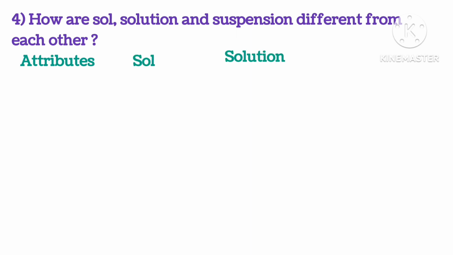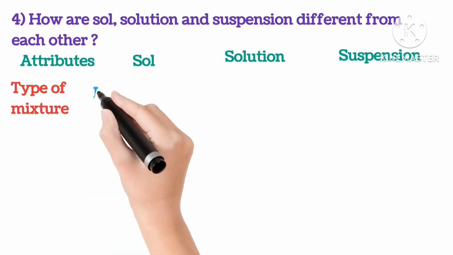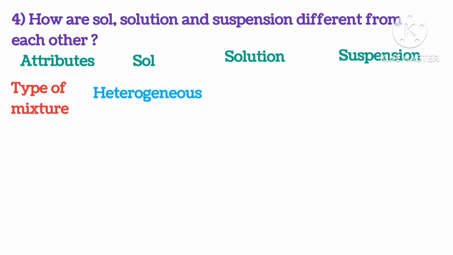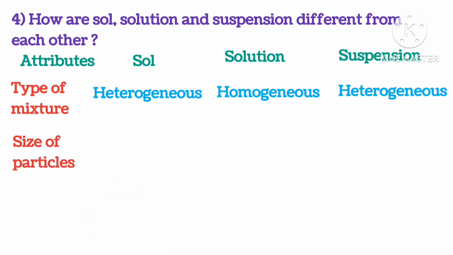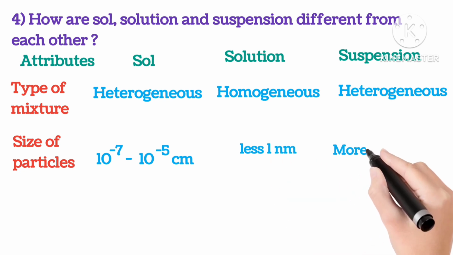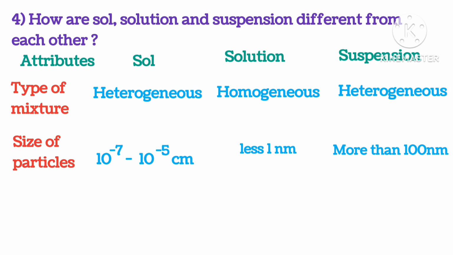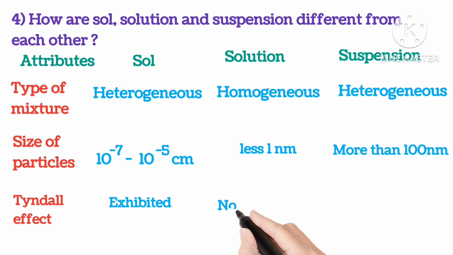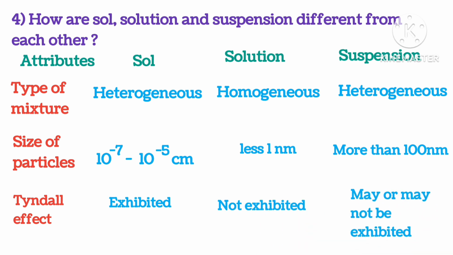How are sol, solution and suspension different from each other? So the differences between sol, solution and suspension are: first, type of mixture. Sol is a heterogeneous mixture, solution is homogeneous and suspension is also a heterogeneous mixture. Size of particle: sol particle size is 10 to the power minus 7 to minus 5 centimeter, solution is less than 1 nanometer and suspension more than 100 nanometers. Tyndall effect: exhibited by sol, not exhibited by solution, may or may not be exhibited in suspensions.